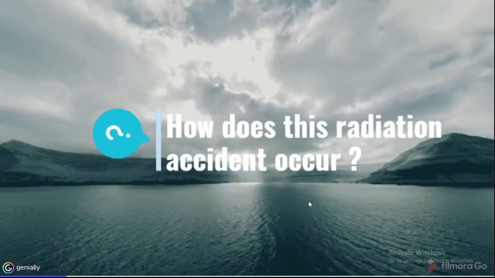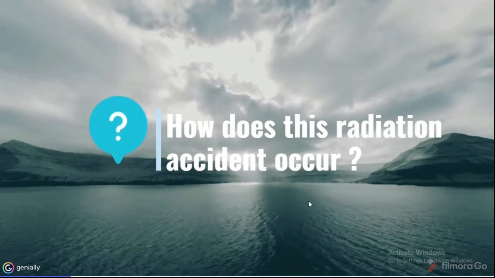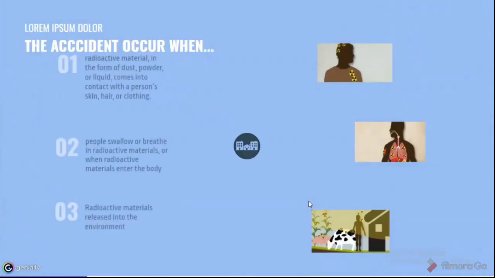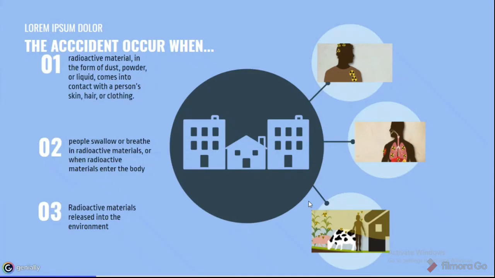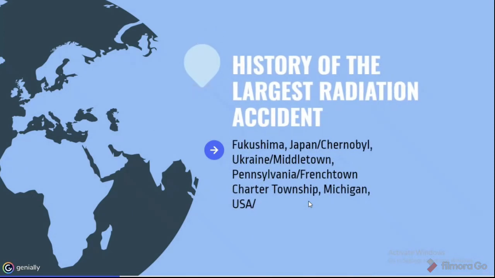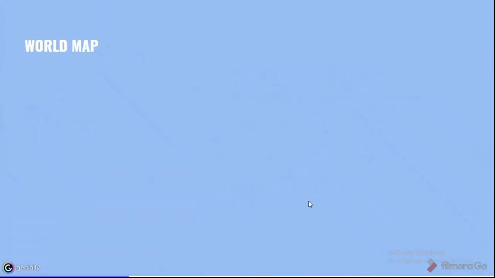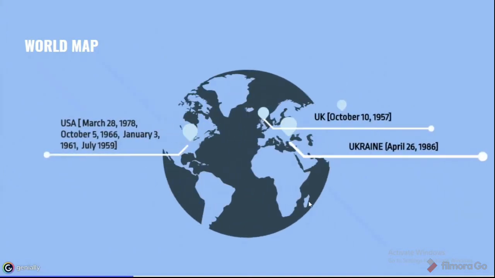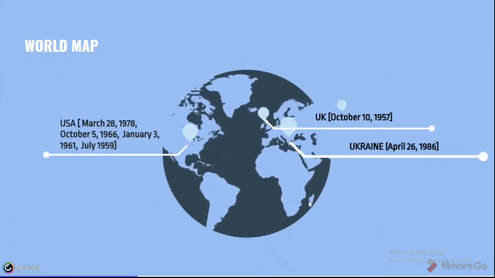Next we go to how this radiation accident occurs. The accident occurs when radioactive material comes into contact with a person's hair, skin or clothes, people swallow or breathe radioactive material, and radioactive material is released into the environment. Next we go to the history of the largest radiation accident ever to happen in the world. This is the location of the country and the date when the accident happened.